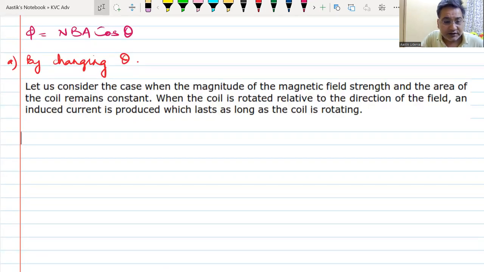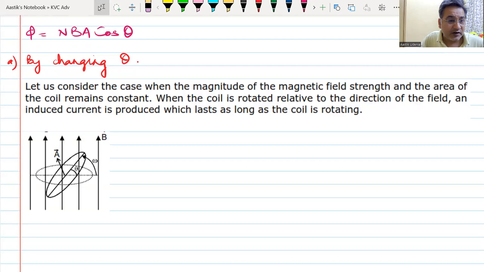You are going to rotate the coil in a magnetic field with a constant velocity. Let us call that velocity as omega. If you rotate your coil in a magnetic field, you will have an EMF that would be induced in the coil. Yes or no? Yes, sir.